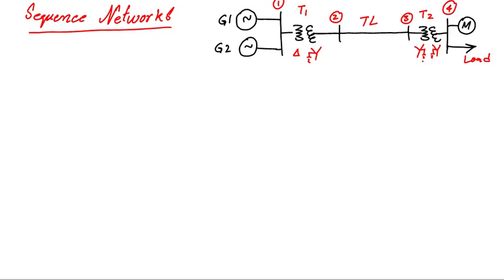It is given that the generator configurations are: generator 1 is Y connected and its neutral is grounded through some impedance, generator 2 is simply Y connected, and the motor is delta connected. So here we had the configuration of the winding of the different components. Let's draw its positive sequence, negative sequence and zero sequence circuits.